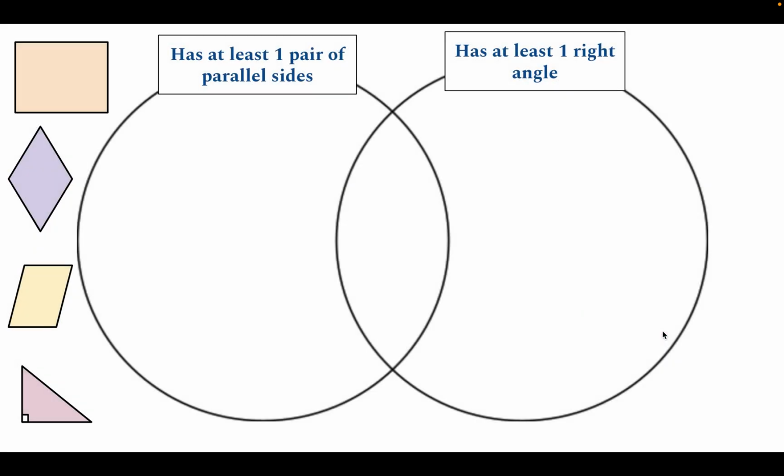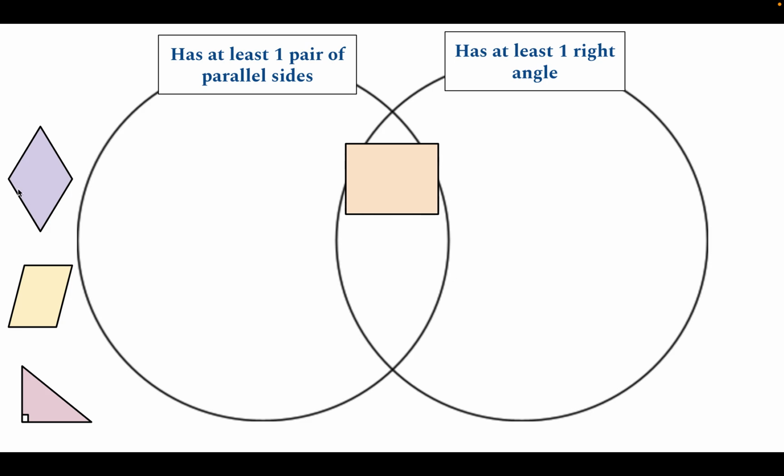Let's do a little bit of a sorting activity. Let's take a look at this orange shape here. And let's figure out, where does it go? Does it go on the side that says has at least 1 pair of parallel lines? Does it go on the side that says has at least 1 right angle? Or does it go in the middle because it meets both? What do you think? That's right, it's going in the middle. It has parallel lines as well as right angles.